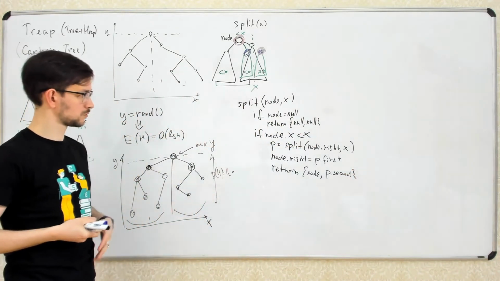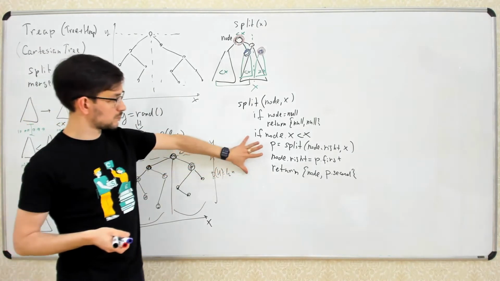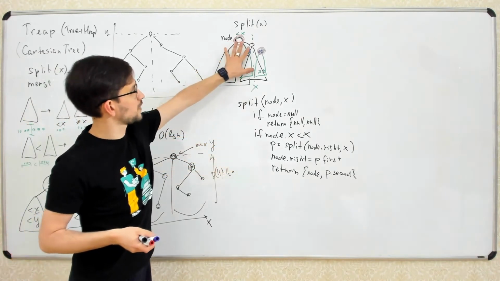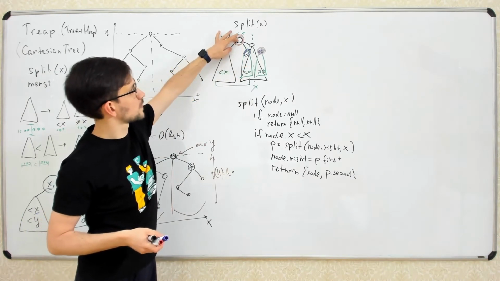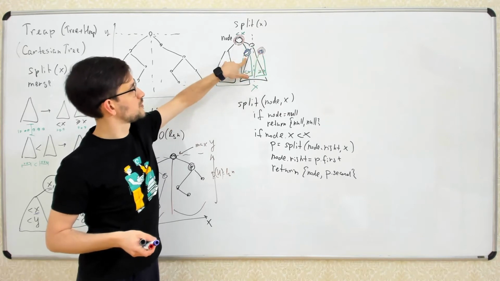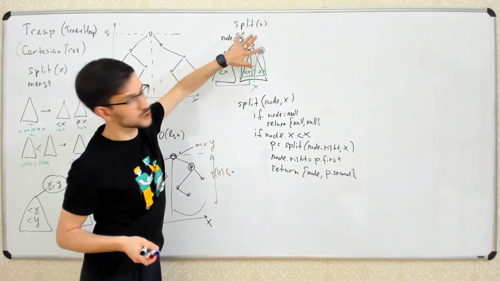That's all. So that's the whole code of this case. So if this node belongs to the left subtree, we take this node, take its right subtree, recursively split this right subtree into two parts, put this as a right child, and return these two roots.